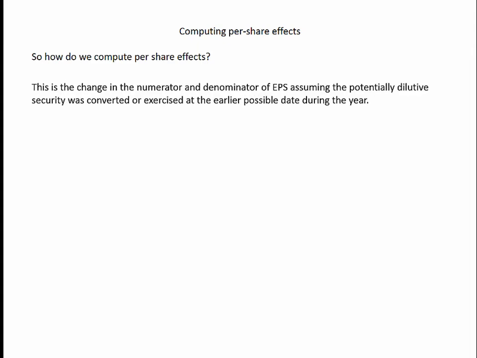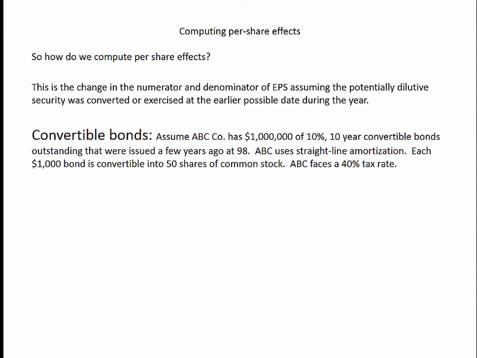Now let's go ahead and talk about how we compute those per share effects. Again, the per share effect is the change in the numerator and the change in the denominator of earnings per share, assuming the potentially dilutive security was converted or exercised at the earliest possible date during the year. Let's start with an example of convertible bonds.